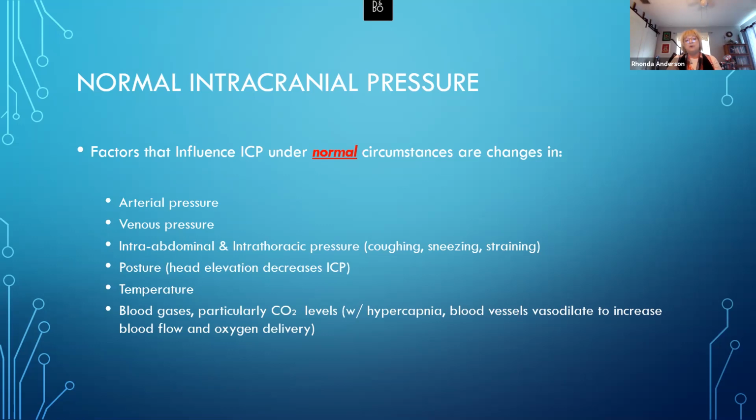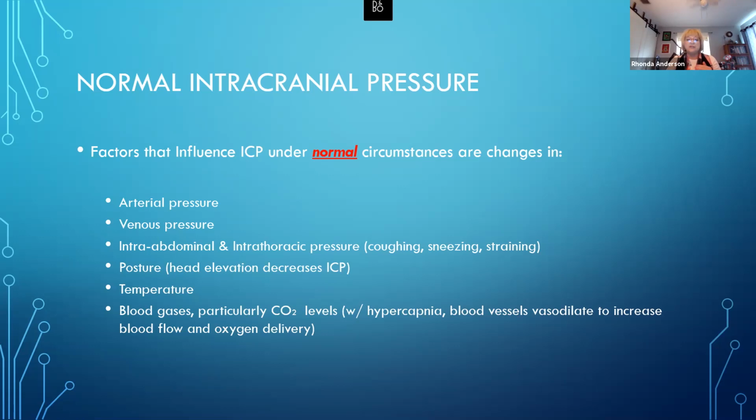Temperature: brain temperature is usually about 1.5 to 2 degrees higher than your core temperature because of the metabolic rate. So we know fever's bad for the brain, and that can actually raise your ICP. Likewise, hypothermia, if we put someone in therapeutic hypothermia, say after cardiac arrest, that will actually help lower intracranial pressure, and that helps with neurological outcomes.